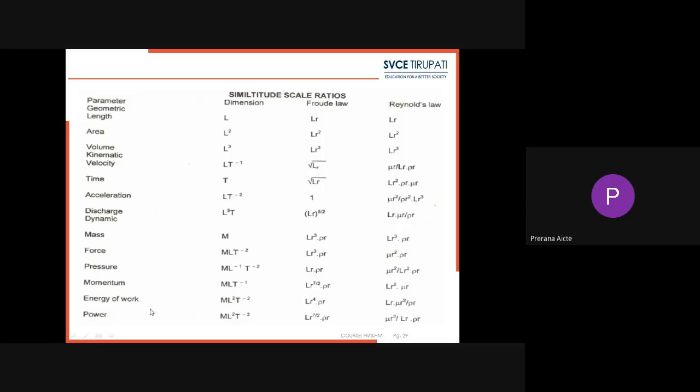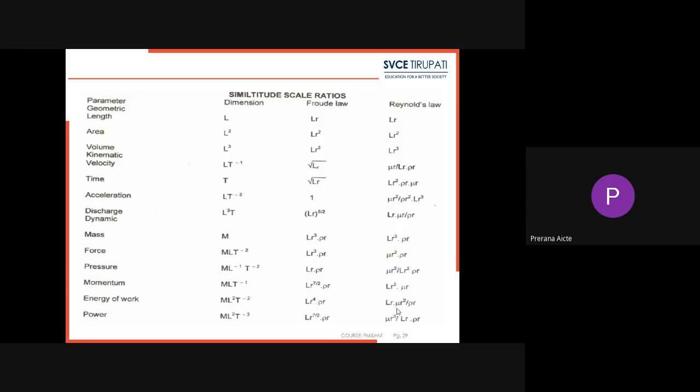For energy or work, the dimensions are m L square t power minus 2. The Froude law scale ratio is LR power 4 into rho r. From Reynolds law, the scale ratio is LR mu r square by rho r. And the final one, power. For power, the dimensions are m L square t power minus 3. From Froude law, the scale ratio is LR power 7 by 2 into rho r. From Reynolds law, the scale ratio is mu r cube by LR into rho r.